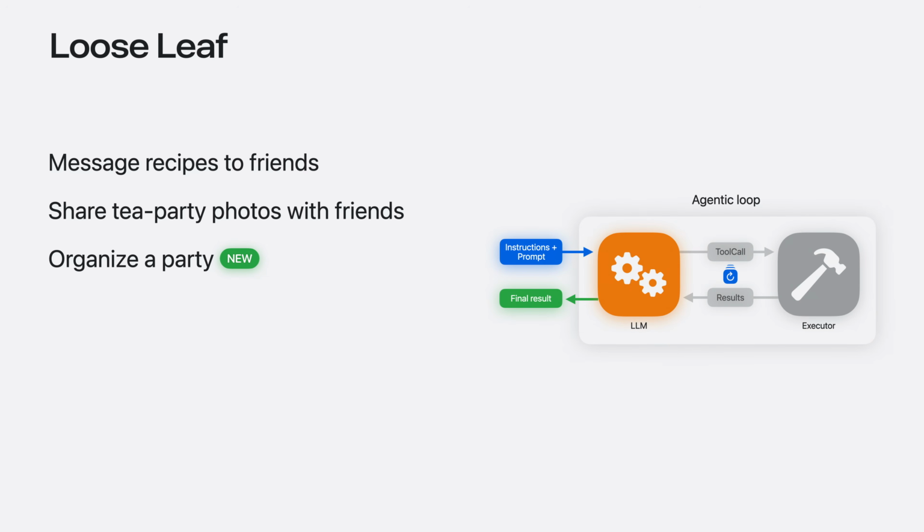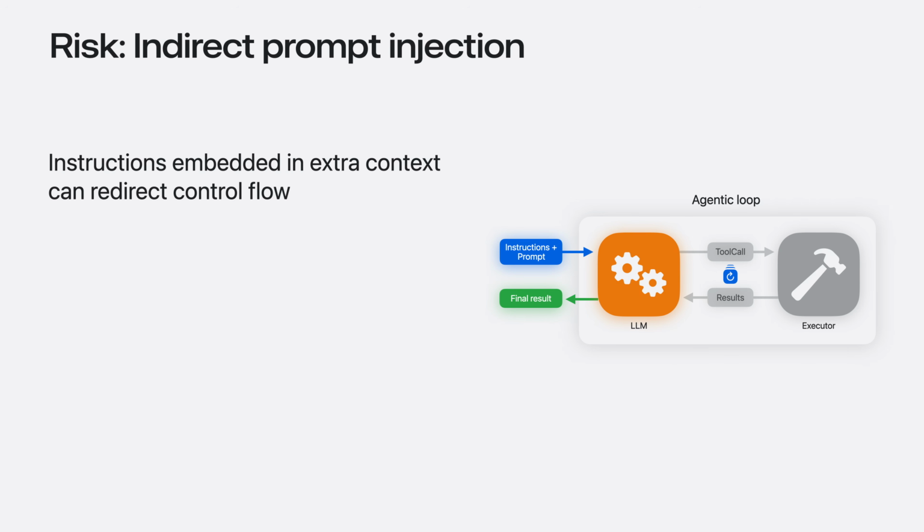This new feature relies on Loose Leaf's agentic loop and has two notable properties. First, this feature takes in context from multiple locations to help the agent make decisions. Second, the agent can call one or more actions on the user's behalf that can have different kinds of side effects. Starting with the first property, we introduce a new risk: indirect prompt injection.